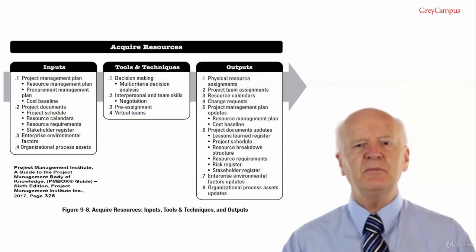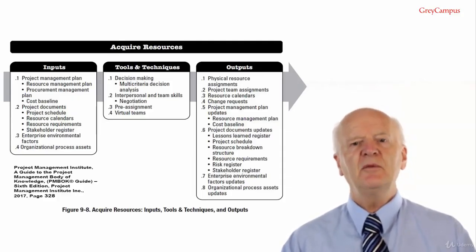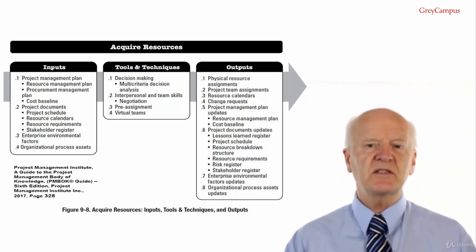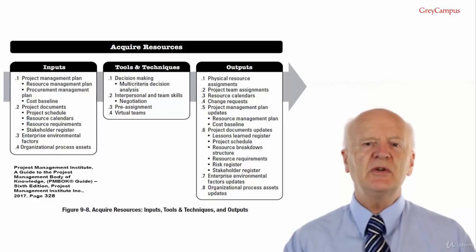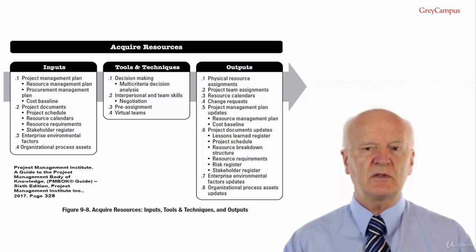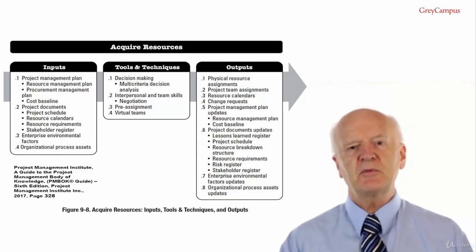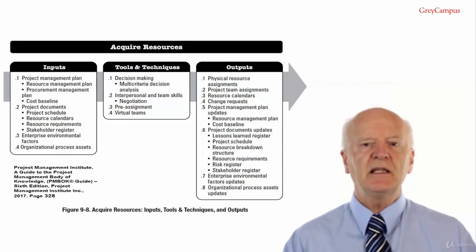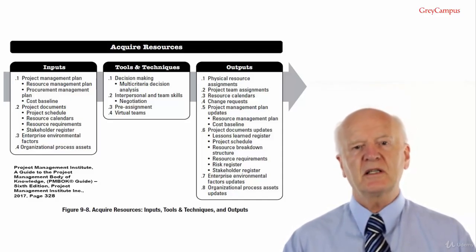Acquire resources inputs. Input number 1, project management plan. Project management plan components that we are interested in for this process would include resource management plan, because naturally it provides guidance on how to acquire resources for the project. Procurement management plan, because this is information regarding resources that will be acquired from outside the project.